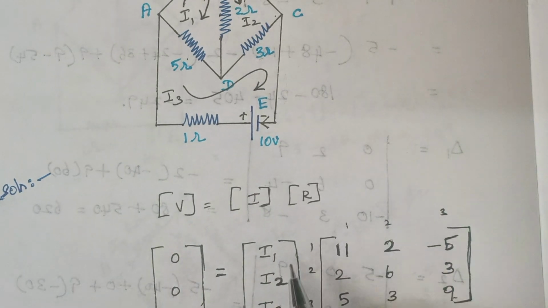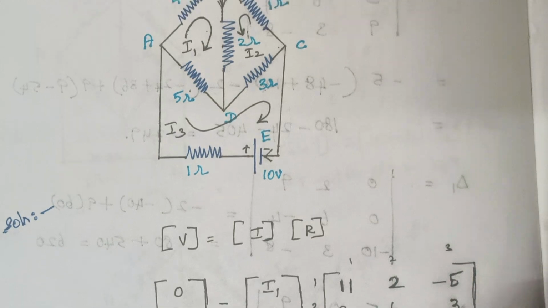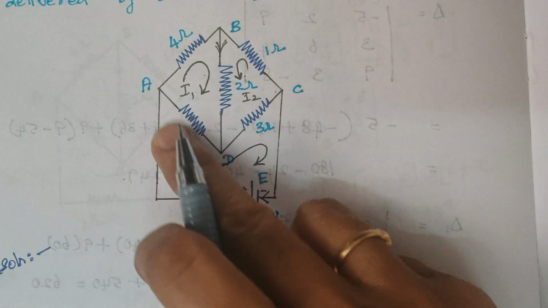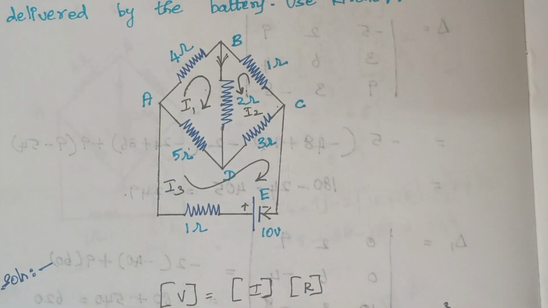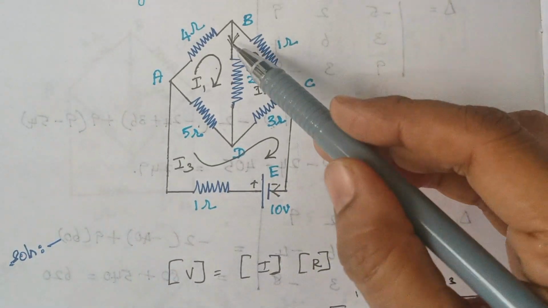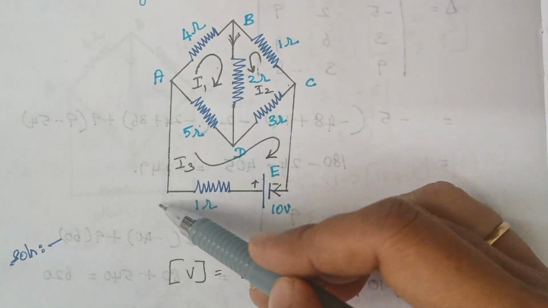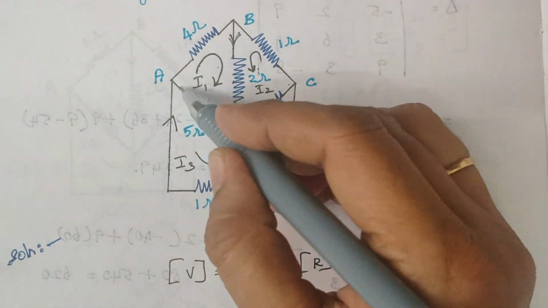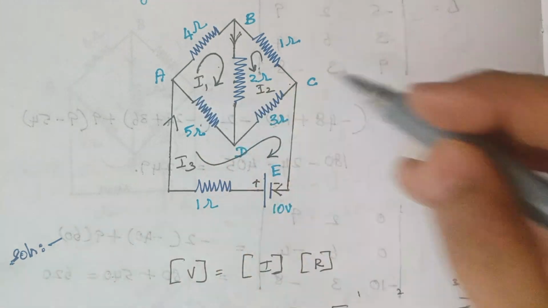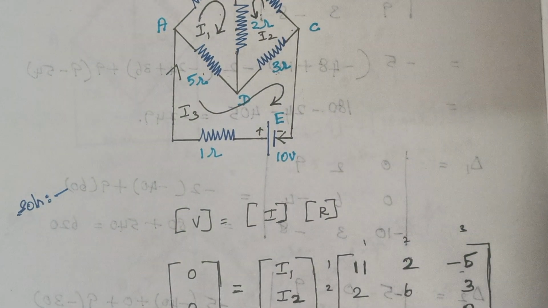Again, consider the resistor which is common between your first loop and third loop. This is your first loop and this is your third loop. What is the resistor that remains common? That is 5 ohms. I1 flows through this 5 ohms in this way, whereas I3 flows in this way. That is, they are opposite. Therefore, here minus 5 is written. Am I making sense here?